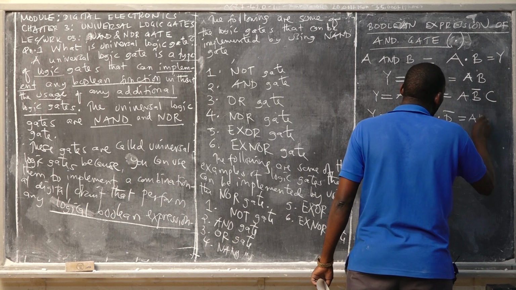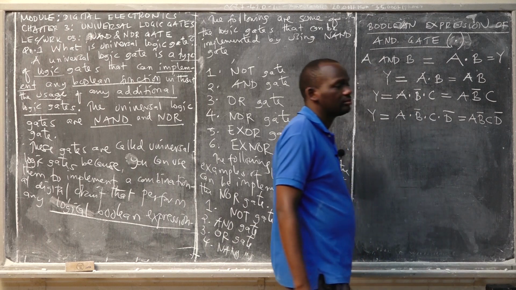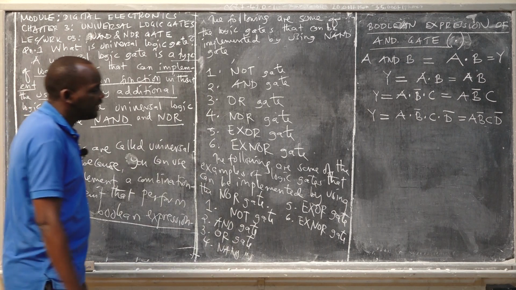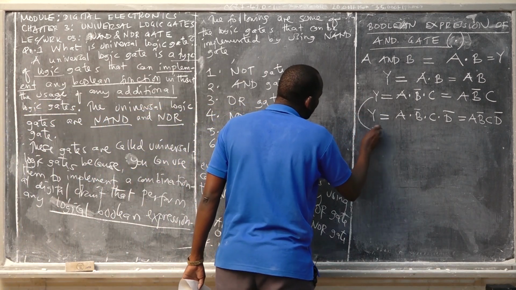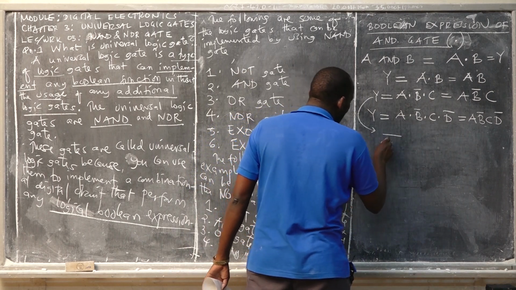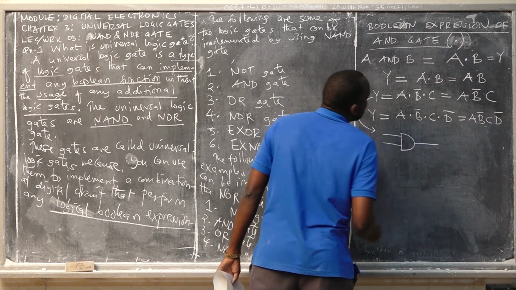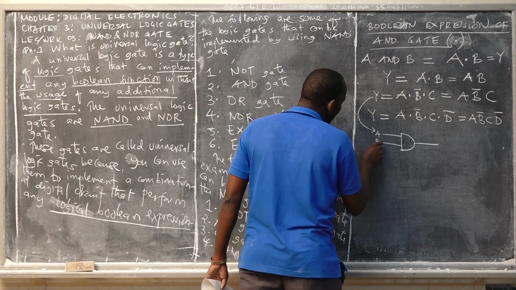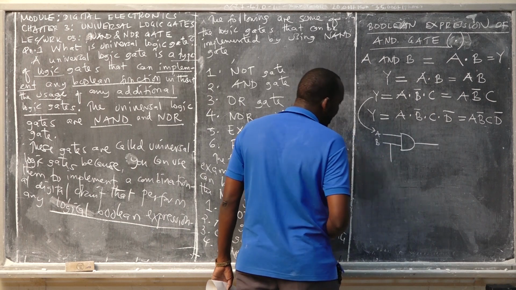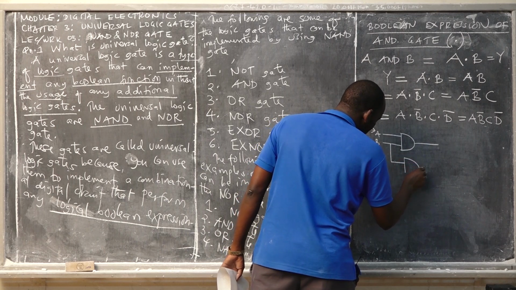A, B bar, C, D. So it depends. For instance, if we draw the schematic circuit diagram of this, then we can say that, okay, fine. For the 2 inputs, this is the AND gate. And then, this is input A, input B. Then you have also the other AND gate, so you have 2 inputs.